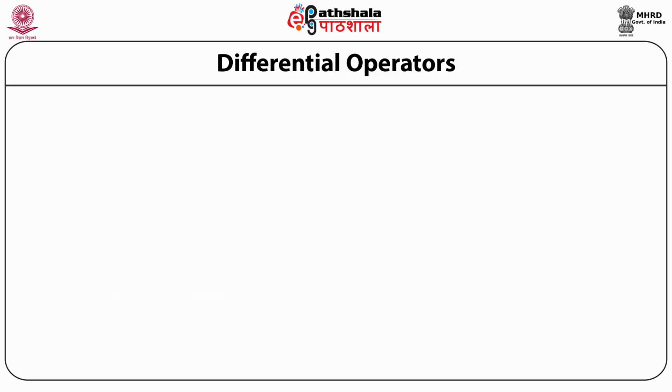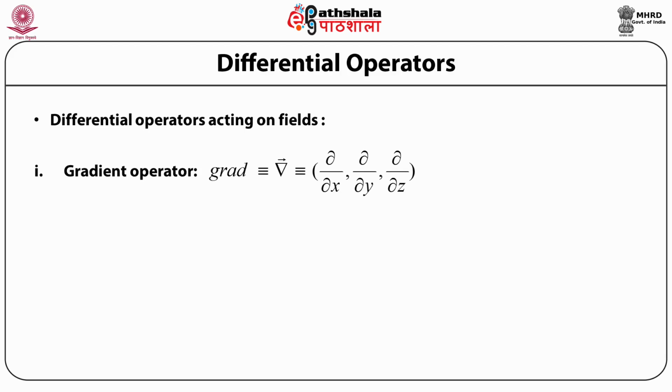Now, when we talk of these fields, it is important that we define the differential operators that act on these fields. We define three different types of operations that involve the differential operator del. First is the gradient operator. The gradient operator, or the del operator, is given by del_x unit vector x, then del_y unit vector y, and del_z unit vector z, where del_x is the x component of the gradient, del_y is the y component of the gradient, and del_z is the z component of the gradient.